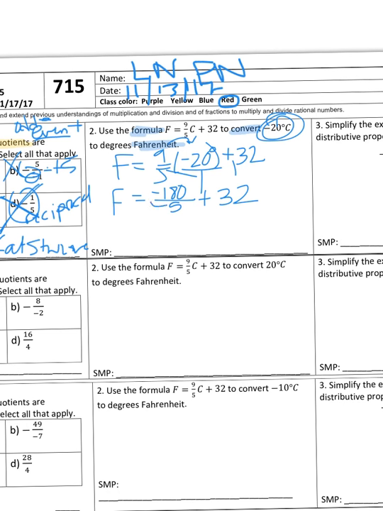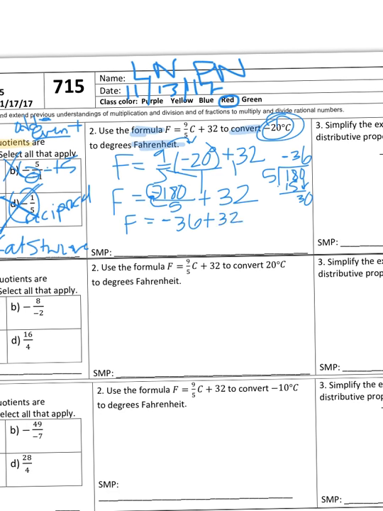Now, how many times does 5 go into negative 180? Let's see if you can calculate that faster than I can. You know your answer is going to be negative. Don't forget that negative right there. Let's see, 3, 15, 3, negative 36 plus 32.